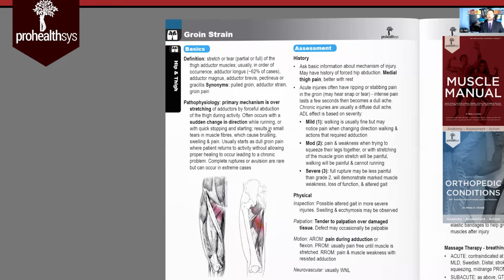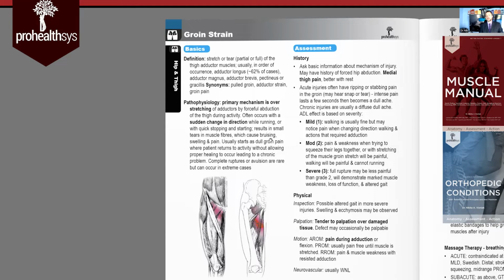So stretch or tear of the adductor muscles, usually in order of occurrence, most commonly adductor longus. Adductor magnus, not enough people pay attention to this muscle. It is a big, strong, powerful muscle that has a substantial hamstring portion that goes all the way down to the adductor tubercle. Adductor brevis, and then pectineus, these shorter ones that get closer to a flexion type action, are not usually involved as much for these groin strains. So we're looking at pulled groin, adductor strain, different names for it.